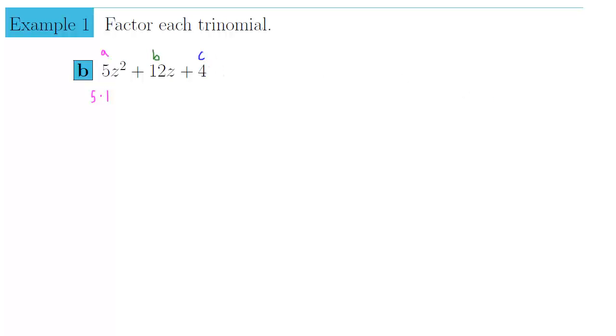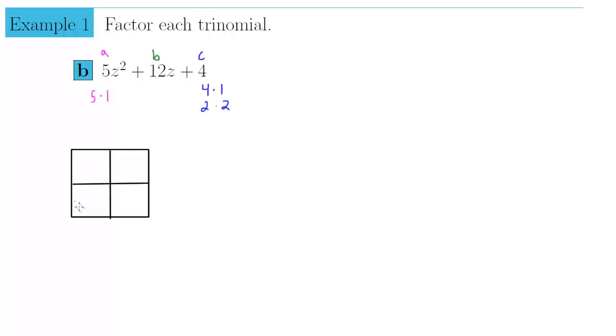For my c coefficient, though, I have more choices. 4 is not prime. So when I get to my second step and factor this 4, I have to consider 4 and 1, but also 2 and 2. Now let me go ahead and check to see which pair of factors is going to work, by using my boxes.